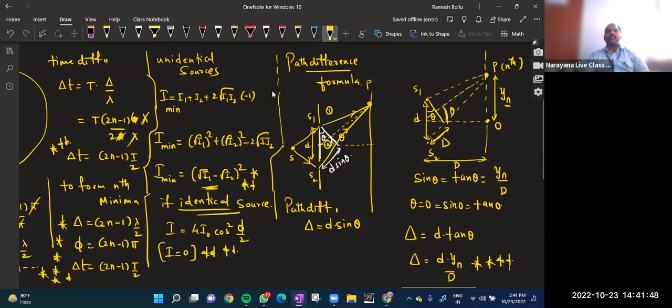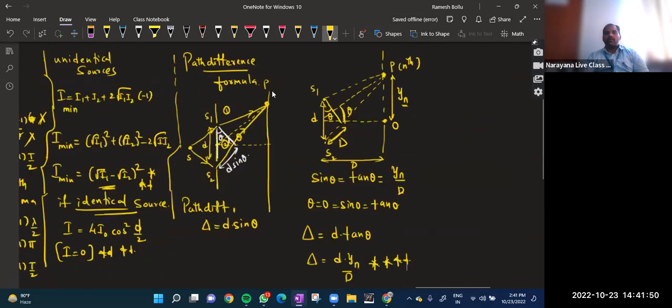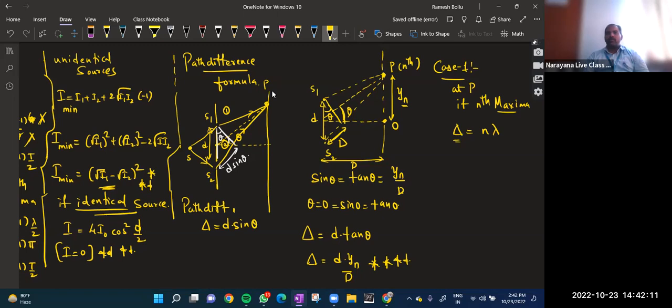For suppose at point P, case 1, the nth maxima is there. So I can write delta equal to n lambda, that is the condition. What is the delta formula, friends? Just now we got it: d into yn divided by capital D equal to n lambda. So what is the distance between the nth maxima and center? yn equals n lambda D divided by small d.